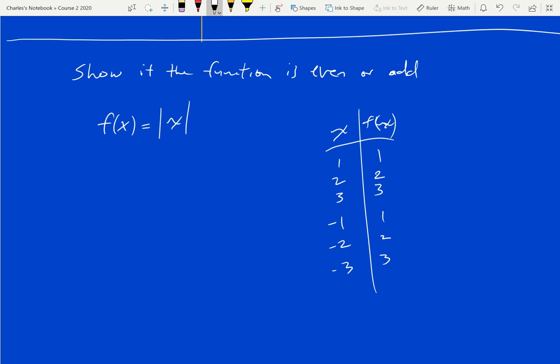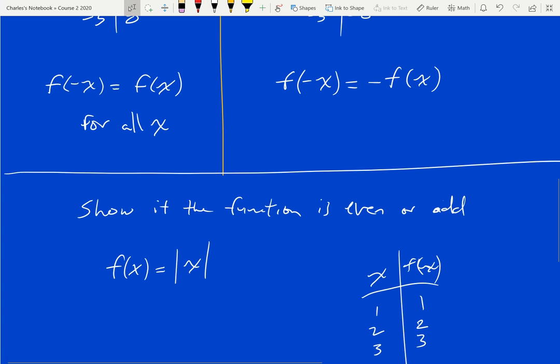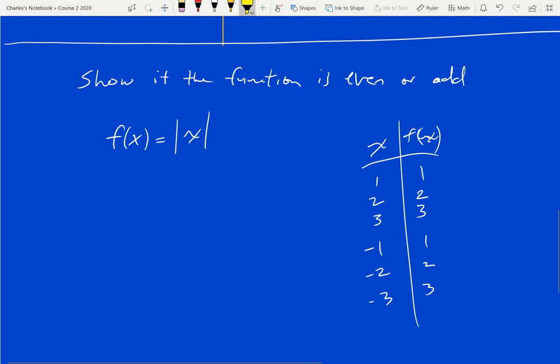However, you haven't proven that function is even yet, because I said that this has to be true for all x. So unless you want to go through and plug in every number between negative infinity and infinity technically, you've got to find another way. The way to do this that's more abstract and proves that it's true for every single x is by evaluating what is f of negative x.